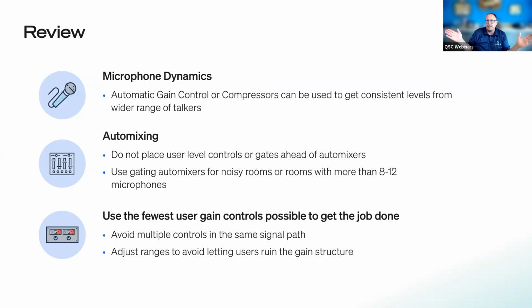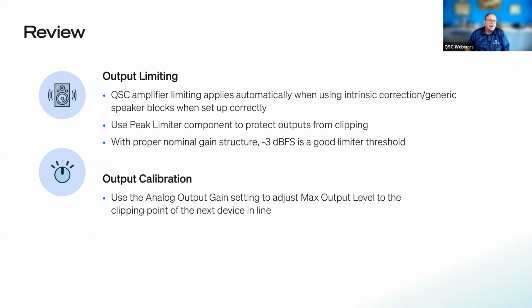You might have several in the signal path, but only expose to the users the minimum that they need, so that they don't end up turning one down here and then turning this up past the auto mixer, and you can really get into some problems.